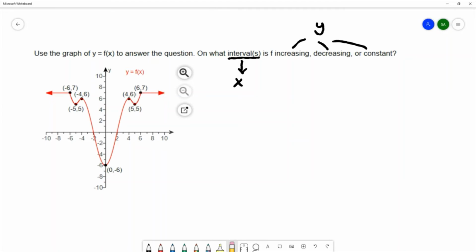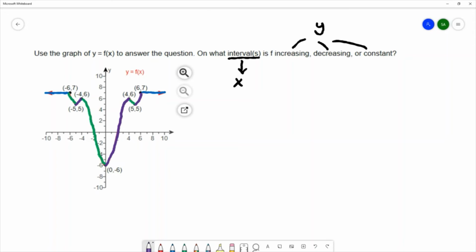I'm going to try to label the graph so that I can see all of these pieces separately. So let's start with blue for constant. These sections are constant. We'll go with green for decreasing. So it's decreasing along this section, and this section, and this section. And how about purple for increasing? So this is increasing, increasing, and increasing.